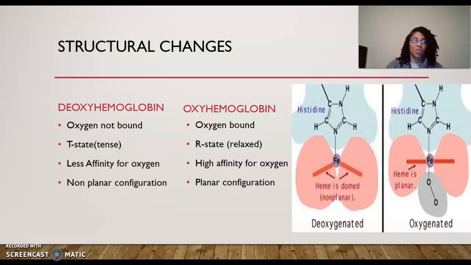Okay, so other structural changes. You have deoxyhemoglobin, where oxygen is not bound to it, so it's in the tense state. It has less affinity for oxygen and a non-planar configuration. So this is the deoxygenated state. Now you have oxyhemoglobin, which is oxygen bound. It's in a relaxed state, has a high affinity for oxygen, and has a planar configuration.